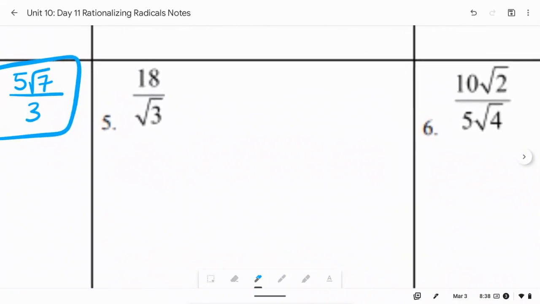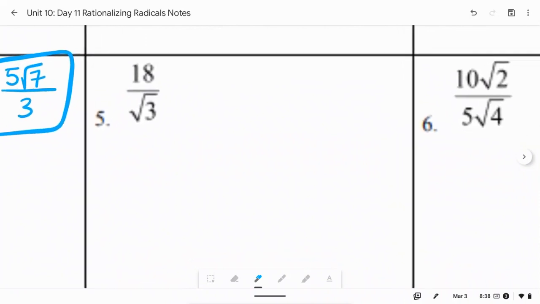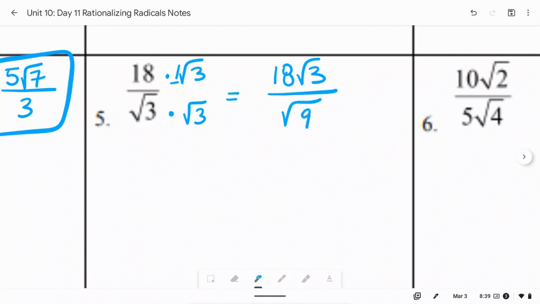In example 5, I can't reduce the square root of 3, so I need to get rid of it. So again, to get rid of it, I'm going to multiply the numerator and the denominator by the square root I want to get rid of. In the numerator, remember the 18 can only get multiplied by the outside number. So I have to multiply 18 times 1 to get 18 square root 3. And then in the denominator, I can multiply the 3's together since they're both underneath the square root. So I get square root 9.